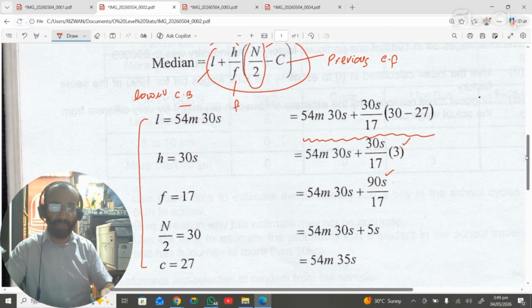90 by 17 will be almost 5, because of rounding off to the nearest whole number. And finally this 5 seconds will be added into 30 seconds. So 54 minutes 35 seconds is the median point.